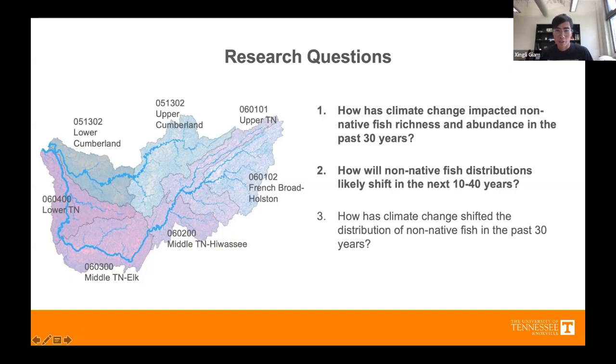For this research talk, just for the interest of time, we're going to focus on the first two questions. How has climate change impacted trends in non-native fish richness and abundance in the past 30 years? And how will non-native fish distributions shift in the future? So two different questions, two different strategies of answering them.